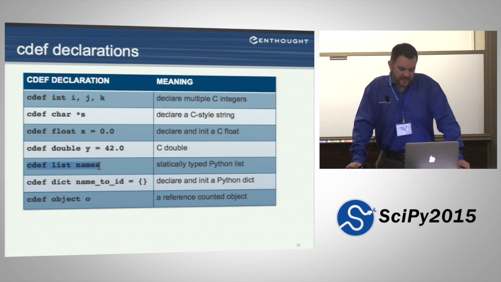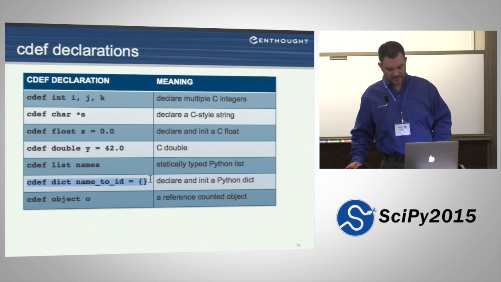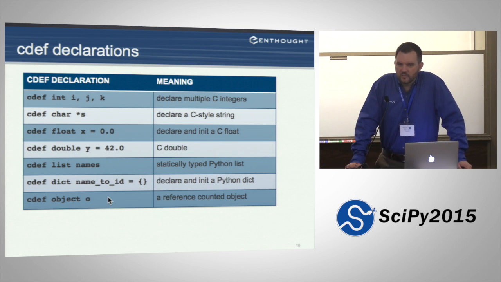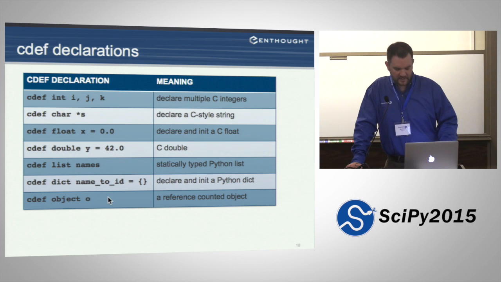You can also declare dictionaries and just standard built-in types with Python. Here we're initializing it to an empty dictionary, for example. And then lastly here, you can declare things as objects. And that is really not much different from just using an untyped, dynamically typed thing. But at the very least, this gives us a reference counted thing to work with. So Cython is very general in terms of the sorts of static declarations it can handle, both C and Python.